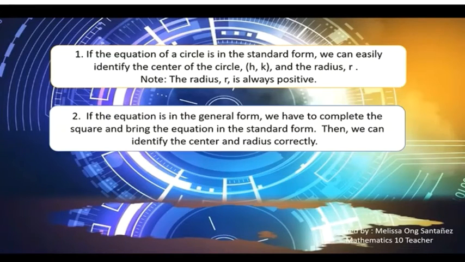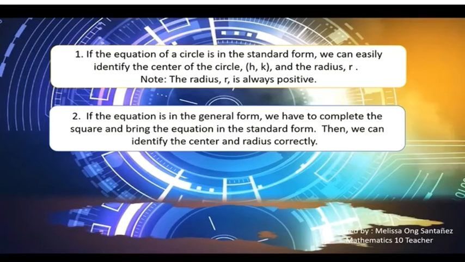Alright? And the second one is if the equation is in the general form, which is the longer one, then we have to complete the square. Just remember how to complete the square, same stuff that we have done a while ago. You need to bring the equation back to standard form, because from the standard form, we will be able to identify the coordinates of our center and the radius correctly.